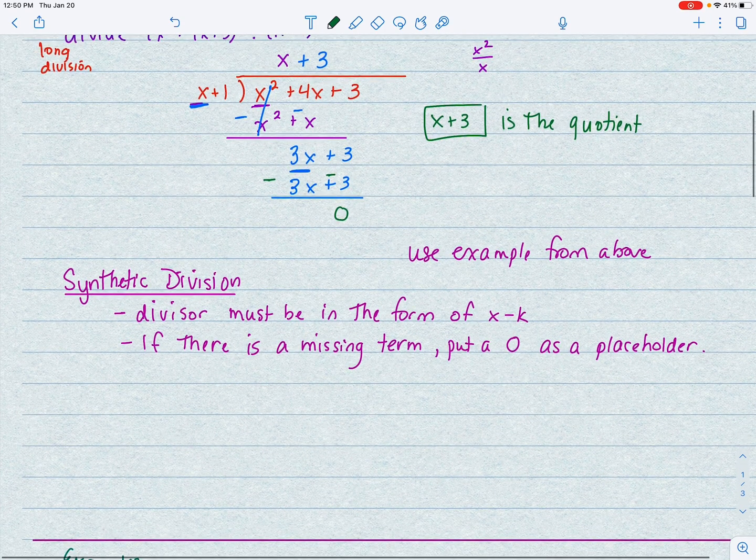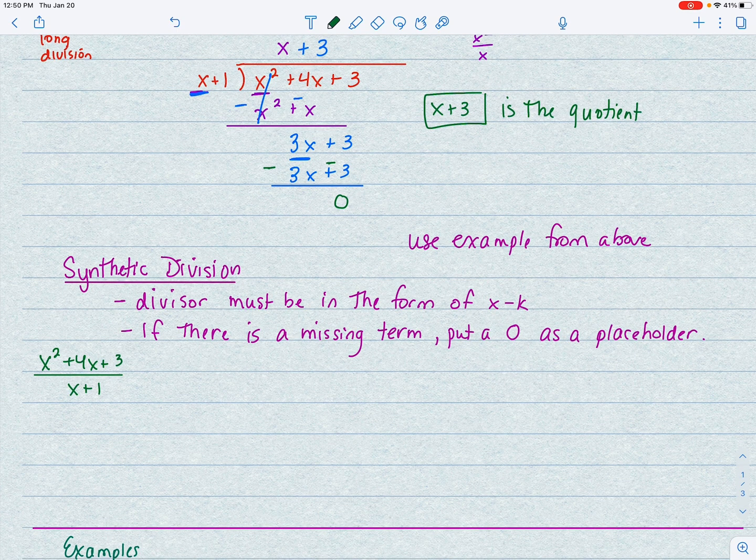If I use the example from above, I'm using x squared plus 4x plus 3 divided by x plus 1. We already know the answer, but I want to show it to you with synthetic. With synthetic division, you are now using only the number on the bottom, but you're negating it. See how it was in the form of x minus k, but it was a plus 1? You always negate that number on the bottom, and you put it in this little box.